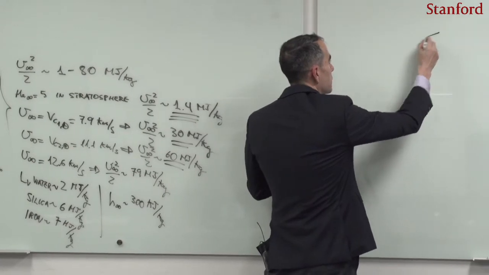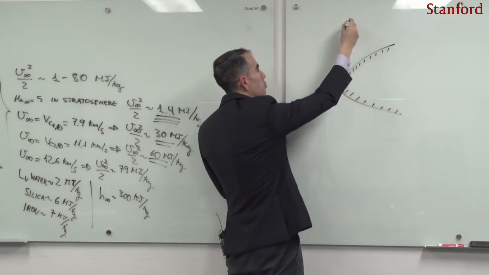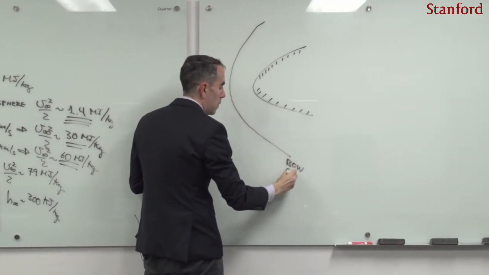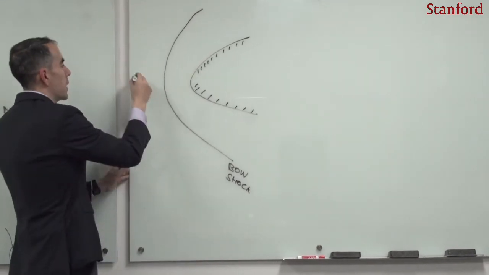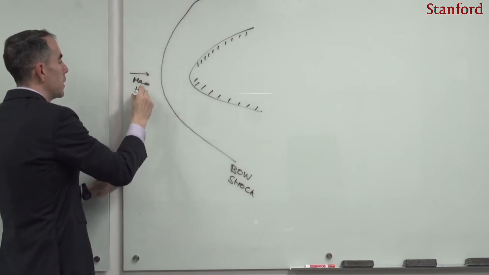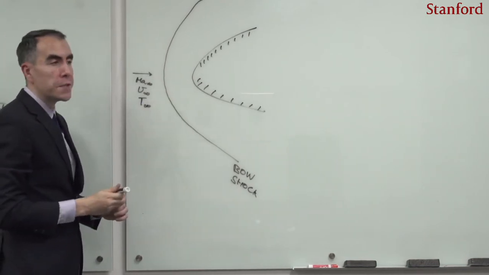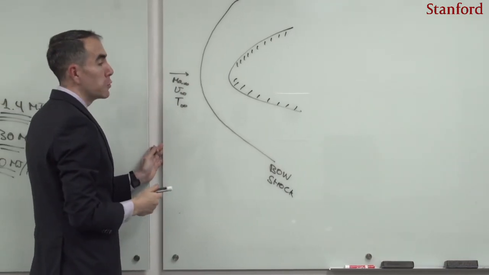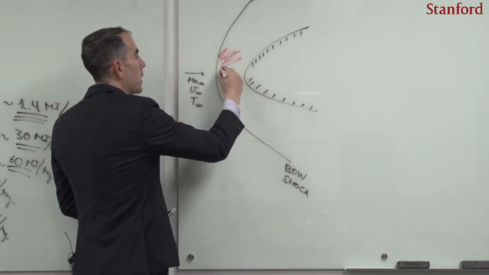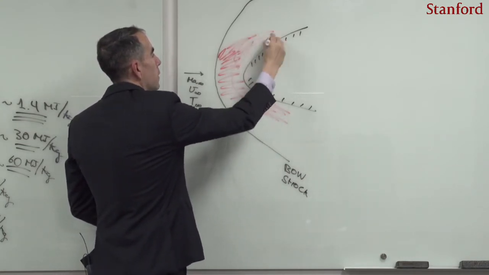So if I have a blunt body like this, this blunt body is going to generate a bow shock. Let's say upstream of the shock, I have a Mach number M infinity, a velocity U infinity, and a temperature T infinity. Well, the shock wave is going to decelerate this flow, and it's going to compress it. As a result, downstream of the shock, I'm going to find a very hot region. So all of this is going to be hot gas.